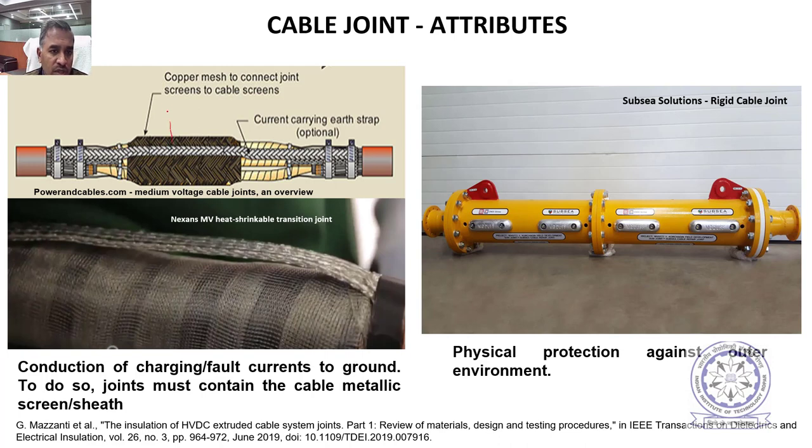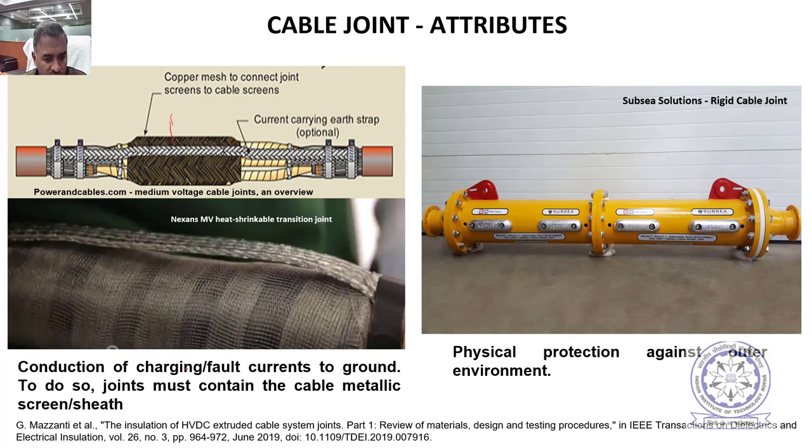Again, the different parts of the cable joint are shown here. This is the copper mesh, which you have just seen, and again the current carrying earth strap. If the copper mesh is sufficient, then this current carrying earth strap can be avoided. That is why it is optional.